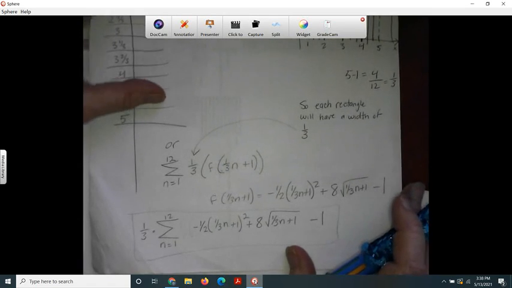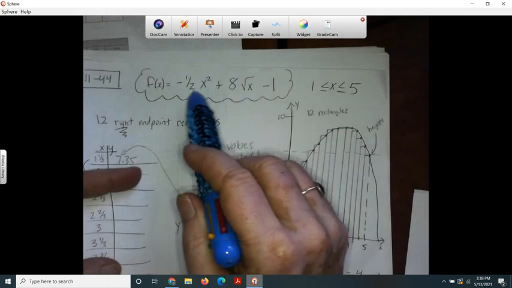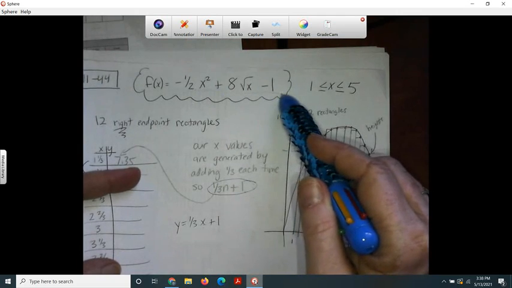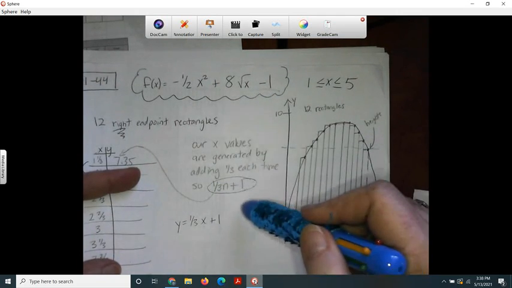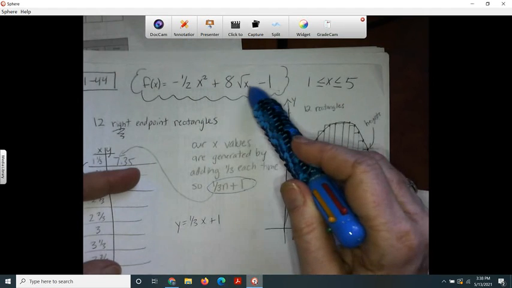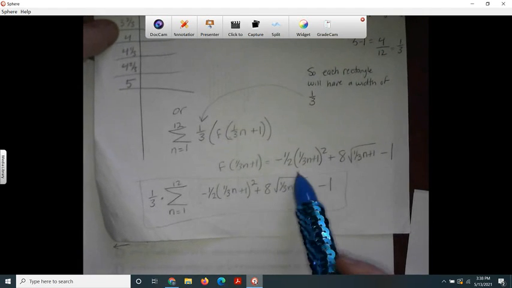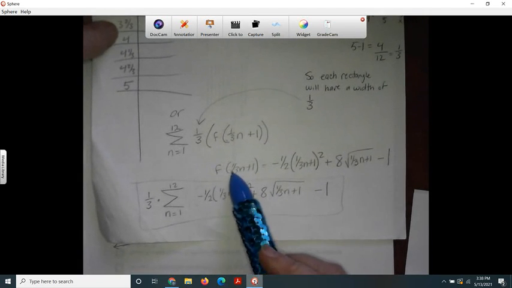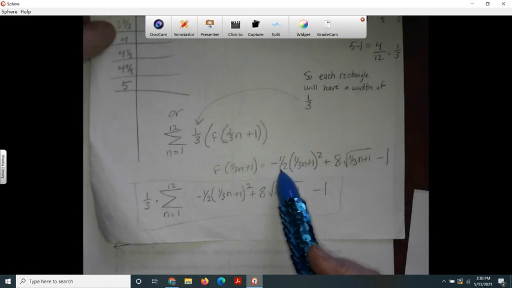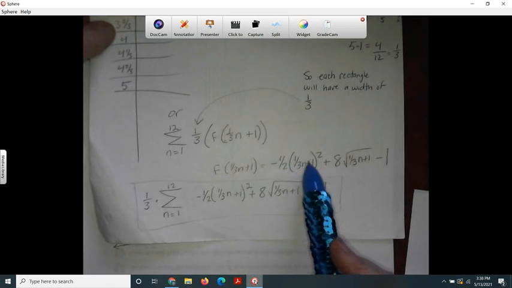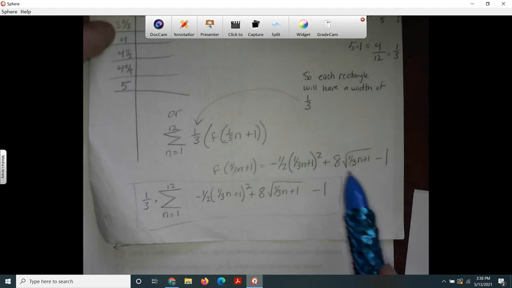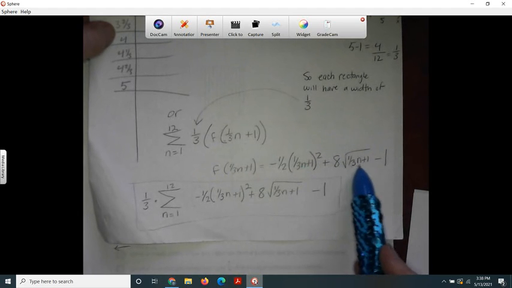And that's what I did down here. F of 1/3 n plus 1 is just that original function, but everywhere there's an x, I put a 1/3 n plus 1. And I actually typed that into Desmos. I typed this whole long thing into Desmos, and it gave me the right answer. So let's go back to Desmos, and I'll show you.